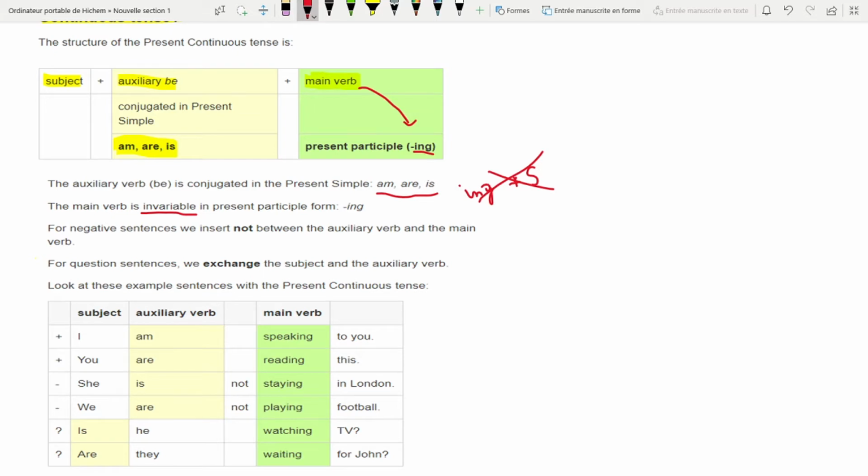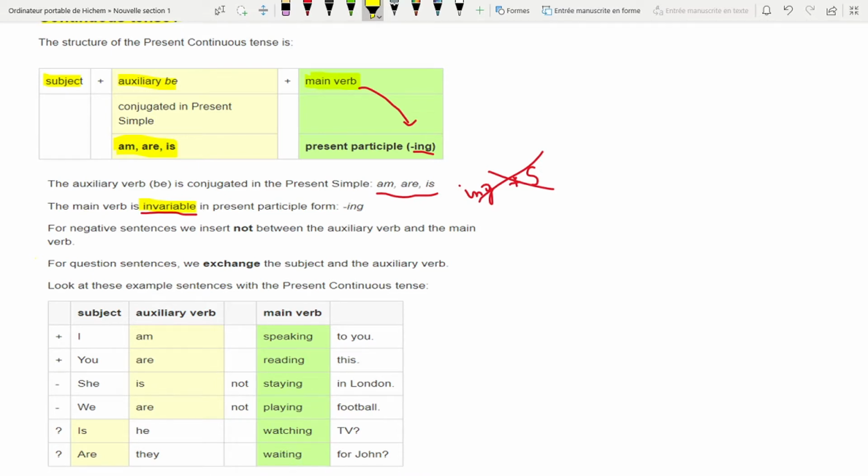When you say he is singing, right? We do not say he is singings. So just because we're speaking about singular form with he doesn't mean we have to add an s to the present participle. The present participle is always and forever invariable. Okay? This is the notion of invariable.